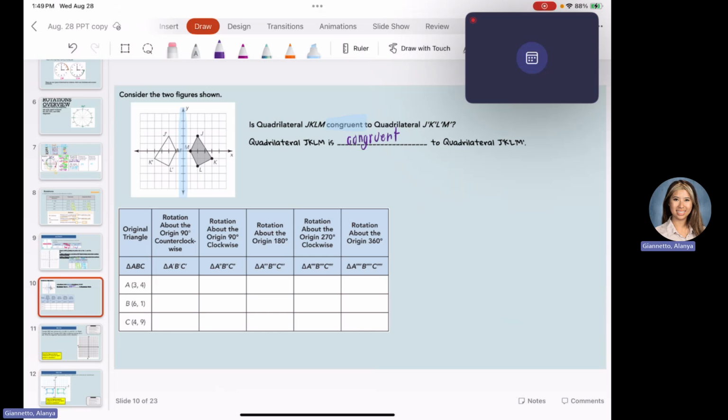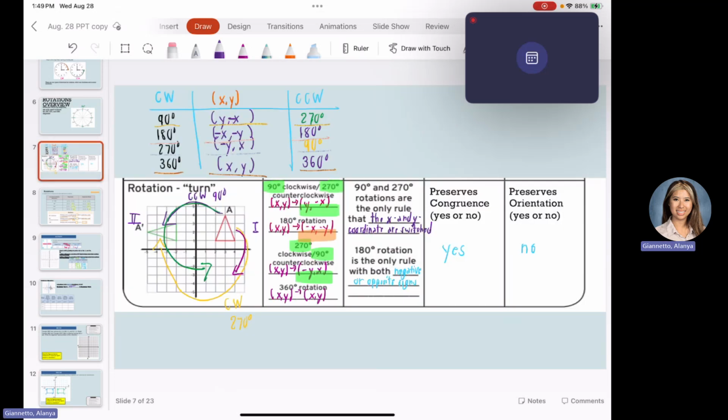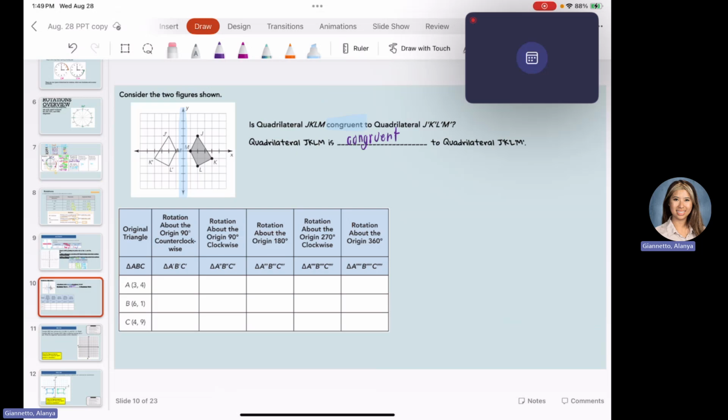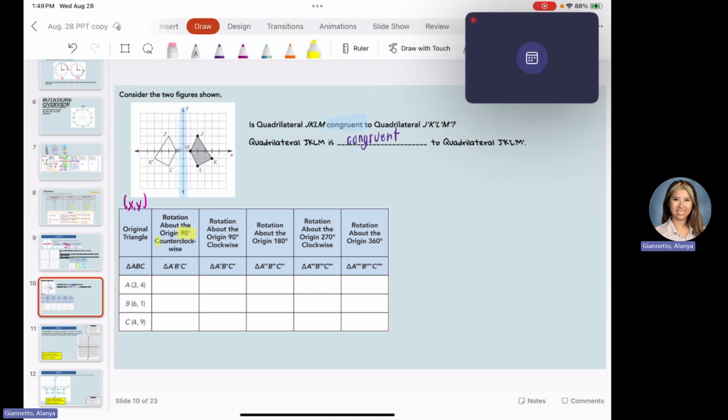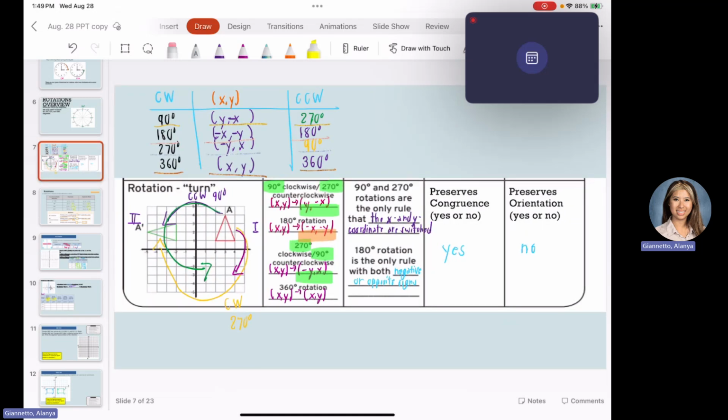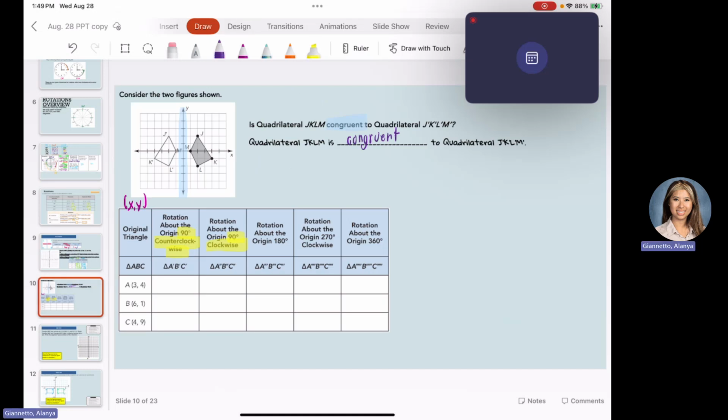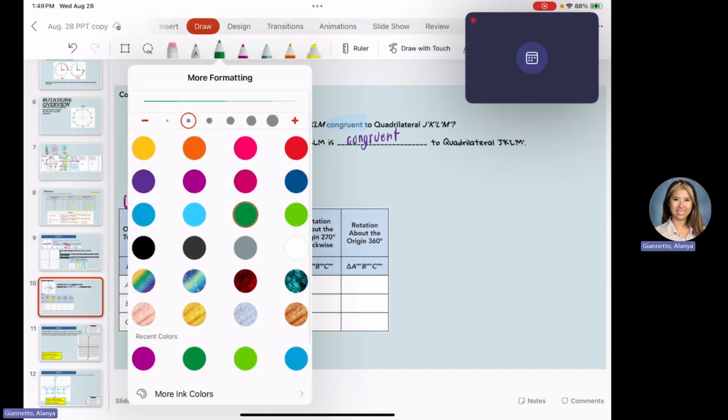Now we have to fill in this table for rotation. So we're going to use this information that we talked about earlier to fill out what we have here. So we know that, again, all points always start off with x comma y, right? And so we have to be very careful this time to look at whether it's a 90 degrees clockwise or counterclockwise, because you can see that the first one is counterclockwise, but the second one is clockwise. Okay, so for 90 degrees counterclockwise, I'm going to look over here. Counterclockwise of 90 degrees, the rule is negative y comma x. So I'm going to go ahead and write that, negative y comma x.